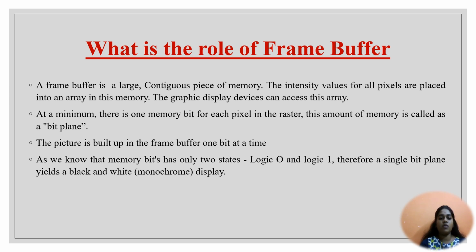At a minimum, there is one memory bit for each pixel in the raster. This amount of memory is called a bit plane. The picture is built up in the frame buffer one bit at a time. As we know, the memory bits have two states, that is logic 0 and logic 1. Therefore, a single bit plane yields a black and white display.